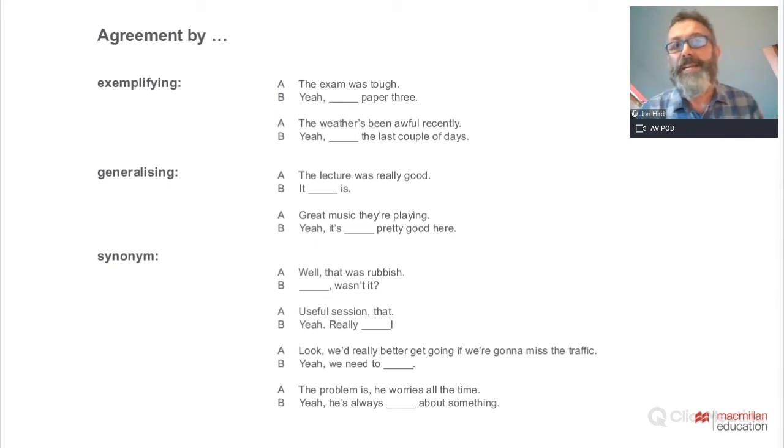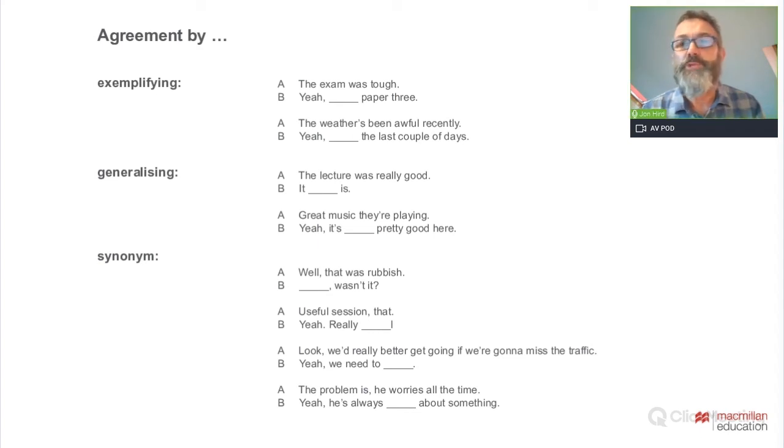Look, we'd really better get going if we're going to miss this traffic. Yeah, we need to. The problem is he worries all the time. Yeah, he's always about something. What? We need to rush? Yes, possibly we need to hurry. We need to hustle. I think hustle has a kind of different meaning. Someone, I saw skates. I didn't see the full sentence because they're moving too quickly. Get a move on. Yes.